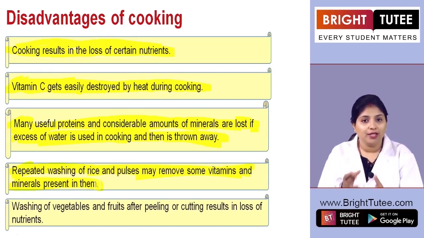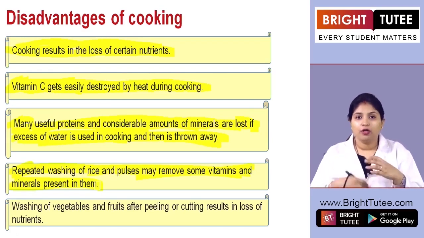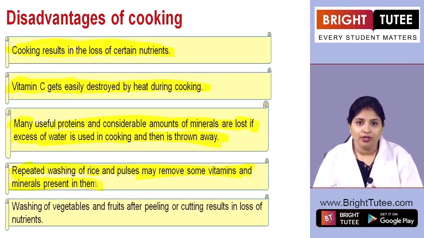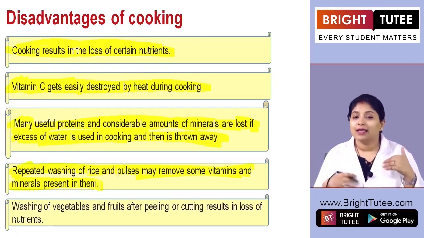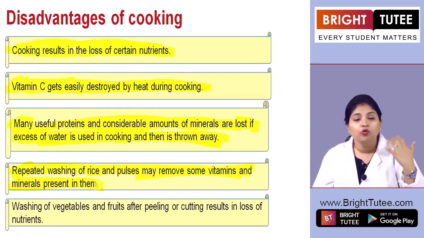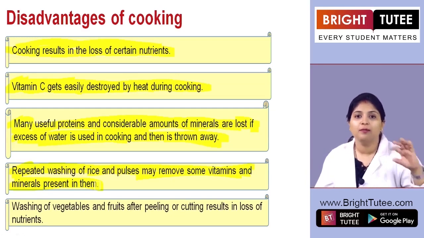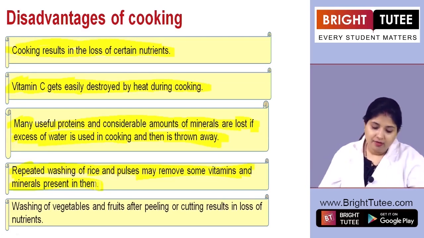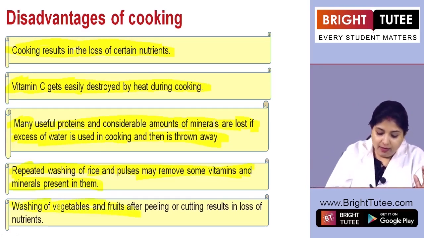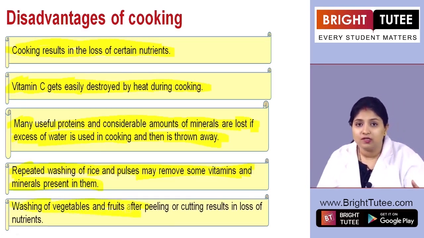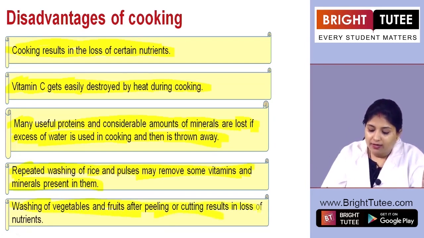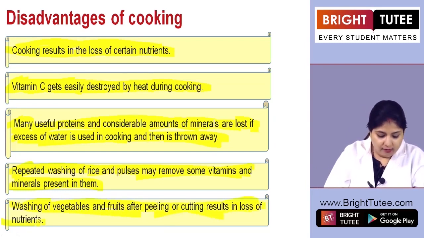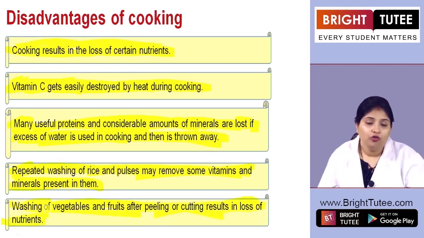and if you're washing them again and again, washing means that you are putting the rice and the pulse in the water, you are cleaning it and you're throwing away the water. So if you're doing this again and again, what is happening is that you're losing the vitamins and minerals and proteins which are present in the food. Also, washing of vegetables and fruits is also harmful, especially after peeling or cutting them, because that results in the loss of the nutrients, right?